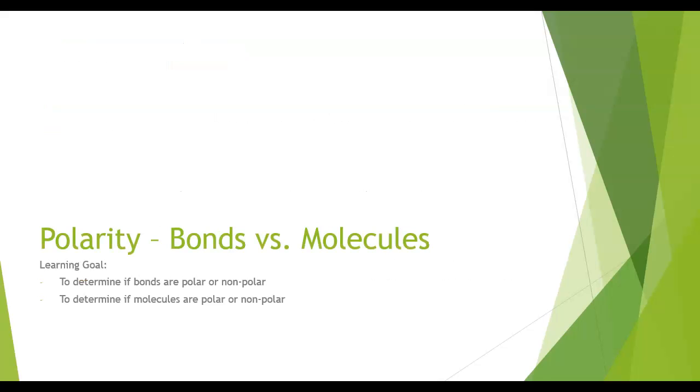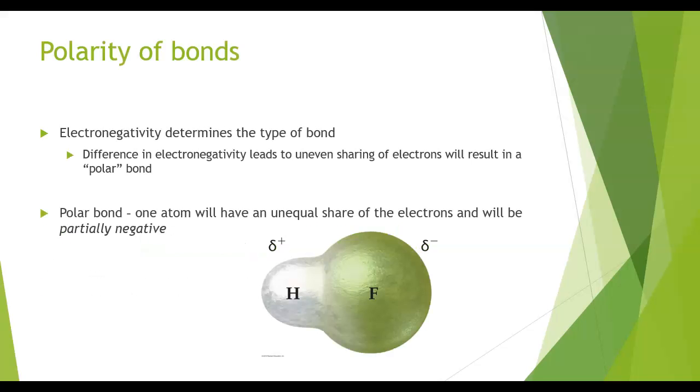Now that we've taken a look at electronegativity, let's take a look at polarity of bonds and molecules. And so the goal will be to determine if bonds are polar and nonpolar, and then to determine if molecules are polar or nonpolar. So polarity of bonds, we discussed how electronegativity determines the type of bonds. The difference in electronegativity leads to uneven sharing of electrons, and so will result in a polar bond. A polar bond is going to be when one atom has an unequal share of electrons, and so then it causes that to be partially negative.